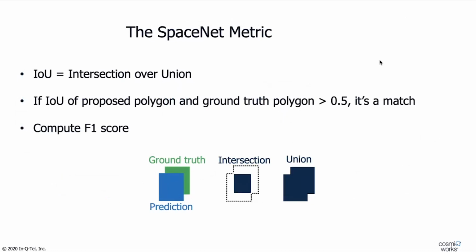One important thing to know as we're going through this process and eventually evaluating the results is we'll be using the SpaceNet metric to evaluate our results. The SpaceNet metric is a coining for the IOU metric, which is an intersection over union metric, which basically says that if the IOU of the proposed polygon and ground truth polygon is greater than 0.5, then we have a match. And from there, we can compute an F1 score. So basically what this is saying is we won't be penalized for partially detecting building footprints, but we will be penalized for completely missing a building footprint altogether.